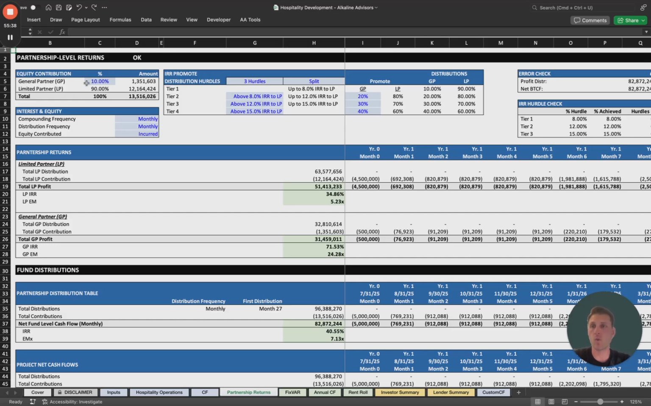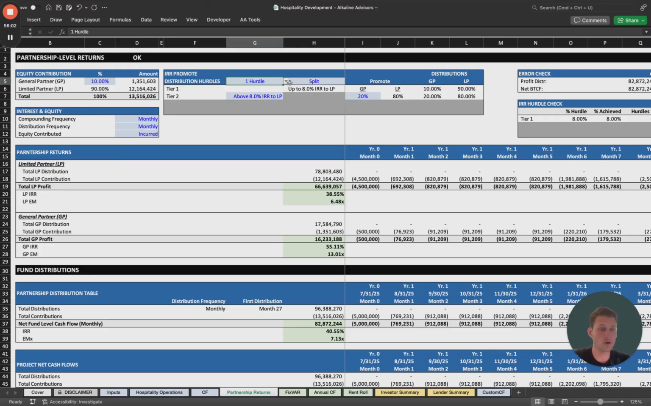So we can choose what percent of the equity the GP is bringing versus the LP. We can choose the compounding frequency as it relates to the LP's preferred hurdle. Is it compounding annually, monthly, no compounding? What's the distribution for the LP? Are there annual distributions, quarterly distributions, or monthly distributions? What are the hurdles? What do the hurdles look like?